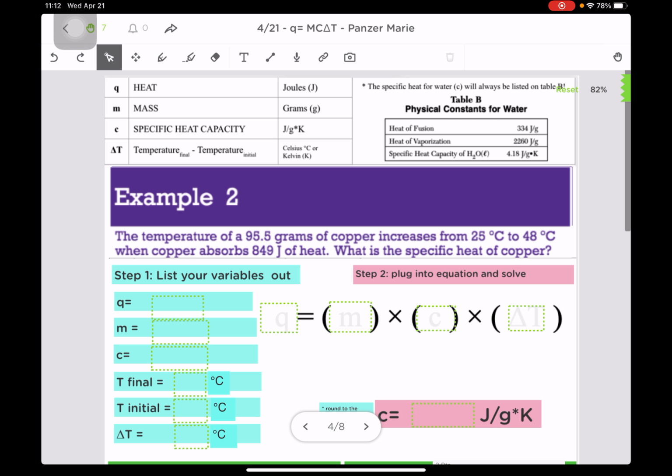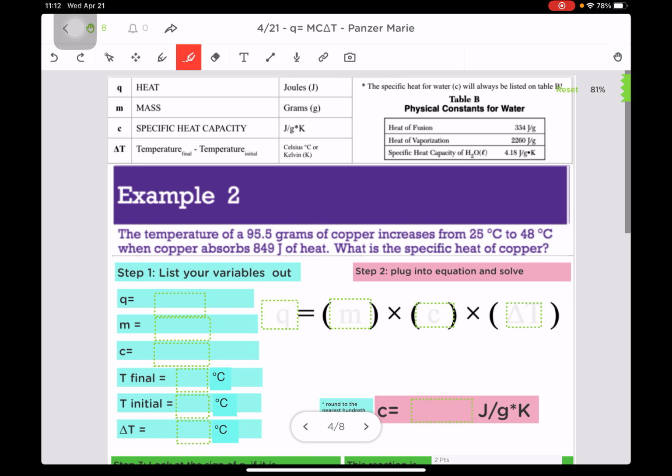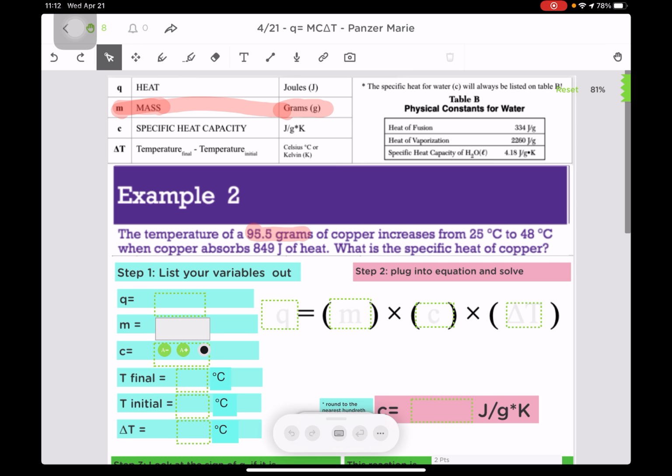Okay. So, it says the temperature of a 95.5 grams. Okay, grams. I recognize that. 95.5 grams. If I forgot, I can look up here, right? Grams. Oh, yes, that is mass. Yes. Grams. Where is it? Mass. 95.5 grams.